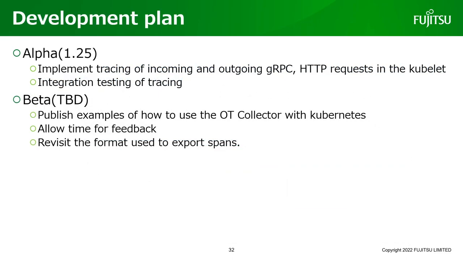So I will introduce the development plan and progress of this feature. This feature is already fully developed up to alpha. In the alpha version, they implement tracing of incoming and outgoing gRPC and HTTP requests in the kubelet. And in the beta version, they plan to publish an example of how to use the OpenTelemetry collector with Kubernetes, take time for feedback and improvement, and revisit the format used to export spans.